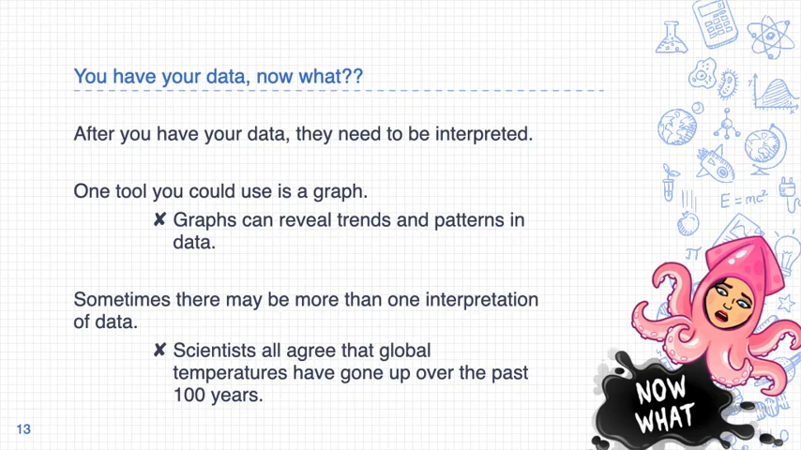Sometimes there may be more than one interpretation of data. For example, scientists all agreed that global temperatures have gone up over the past 100 years. However, they cannot agree on how much they are likely to go up over the next 100 years. So once you have your data, it needs to be interpreted, and one possible way you can do this is by making a graph.